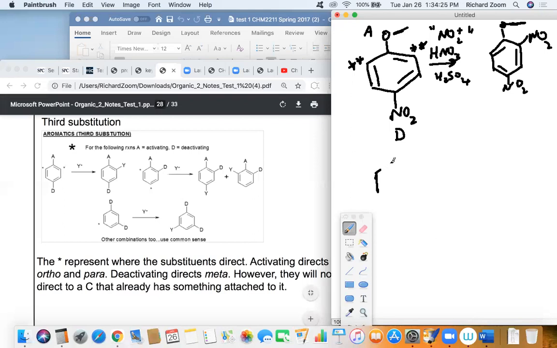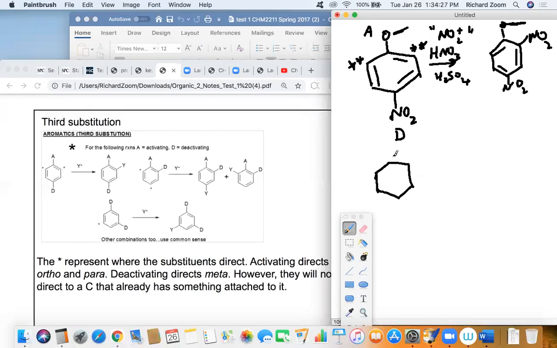If we're dealing with activating and deactivating groups that are ortho to each other, the activating group will direct here and here, so the ortho and para positions. The NO2 group will direct to the meta position of the NO2 group. So that's how we end up with those two products that are shown in the slide.